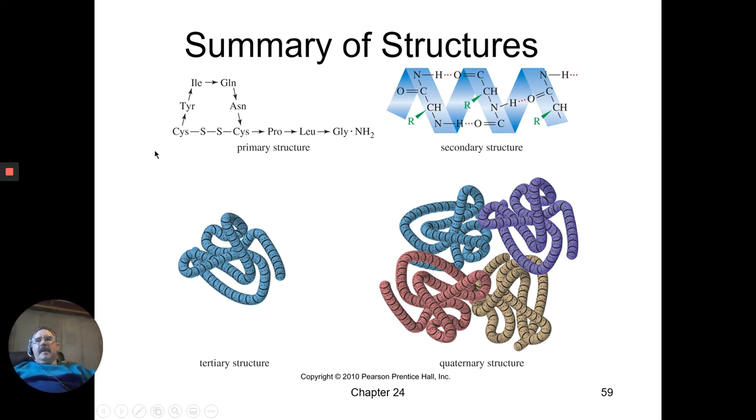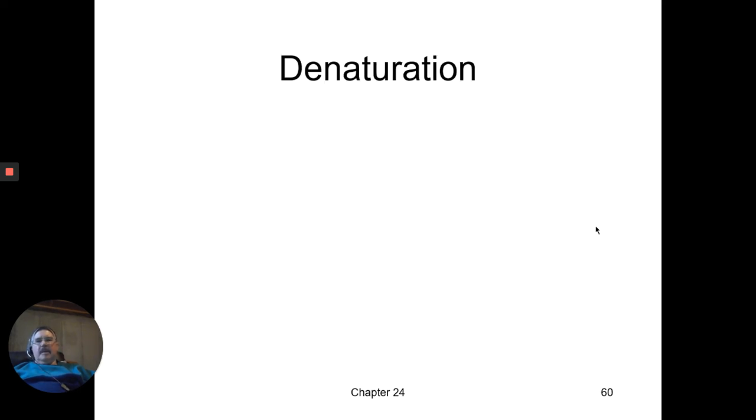Okay, so here's an example of primary structure. Okay, secondary structure is the alpha helix and the beta sheets. Tertiary structure, and then quaternary structure. Here we've got 4 chains that are packed in a 3-dimensional arrangement.